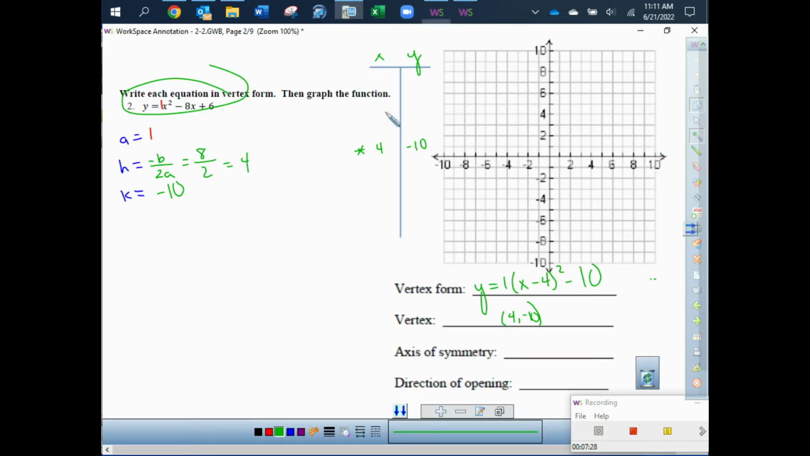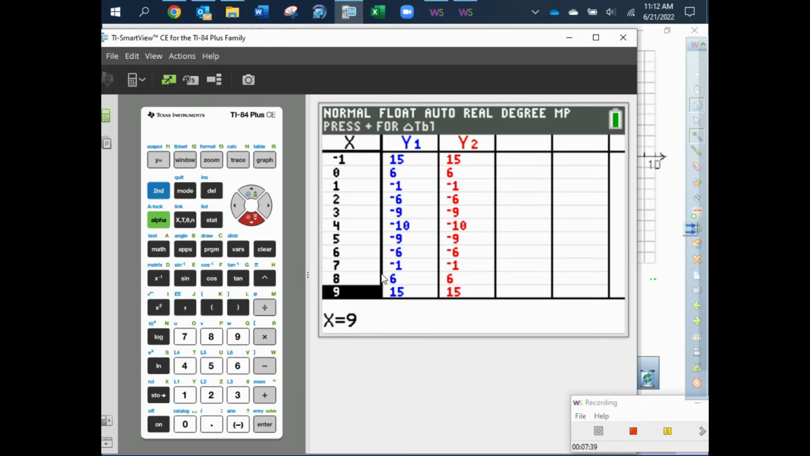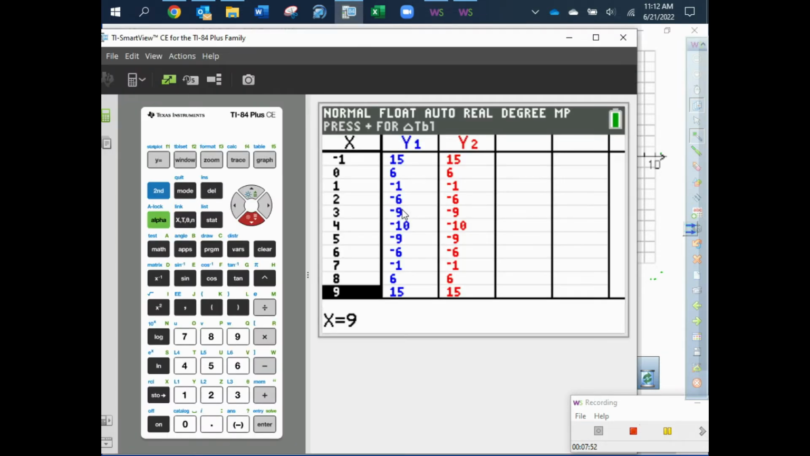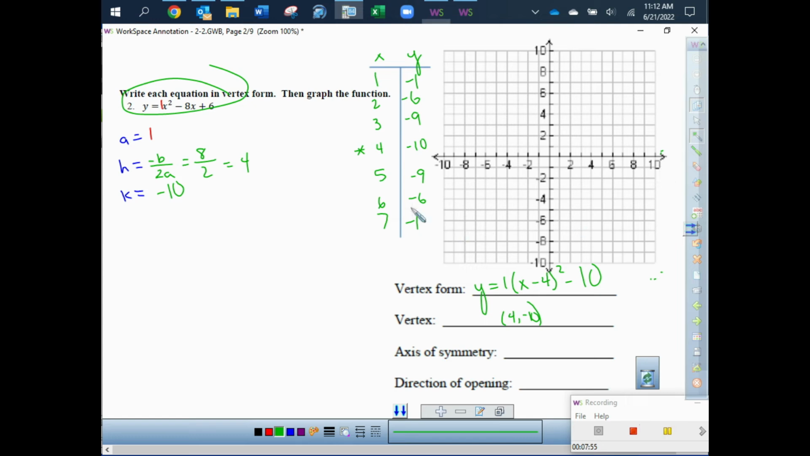So what we'll do is we'll put 3 points on this side, 3, 2, 1, and x values on this side, 5, 6, 7, and then we will just copy them from this guy over here. So it went negative 9, negative 6, negative 1. Negative 9, negative 6, negative 1. And there is symmetry on both sides of this guy. So you'll see if we look on the other part of this, it went the same way, negative 9, negative 6, negative 1. All parabolas have symmetry around the vertex.